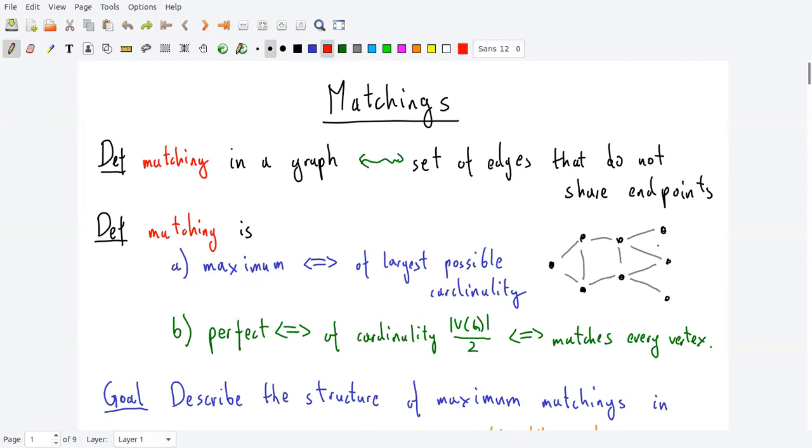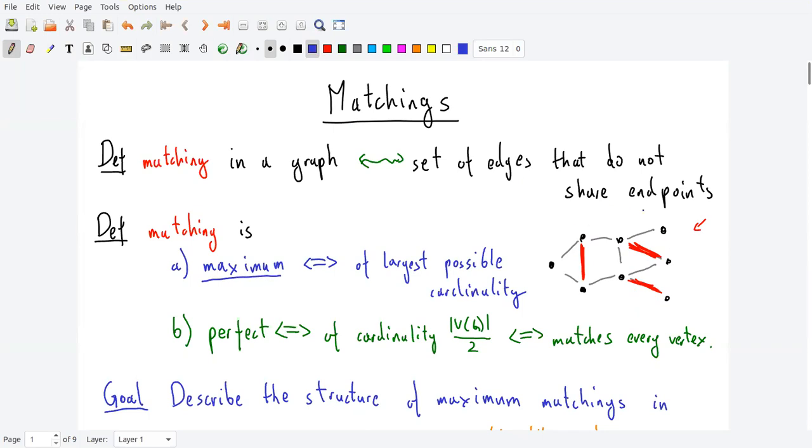So for instance, if you have this graph here, a matching could look like that. Maybe I will pick this edge, maybe I will pick this edge in the graph, maybe this edge. So these are three edges that pairwise do not share endpoints, and this is a matching. So a matching in a graph is maximum if it's of largest possible cardinality.